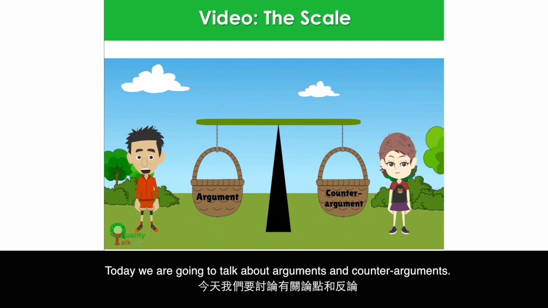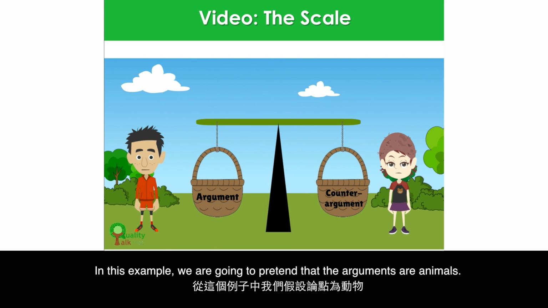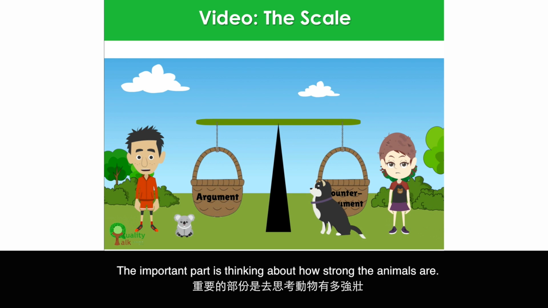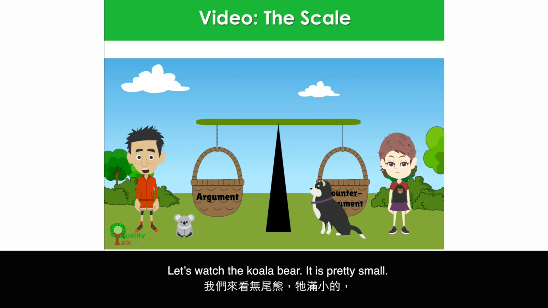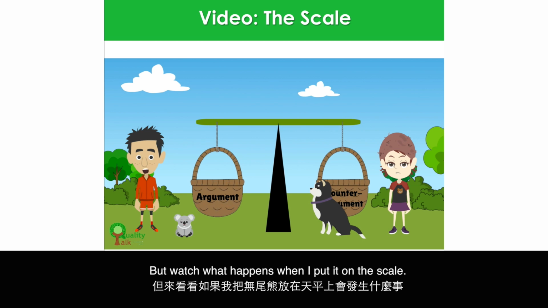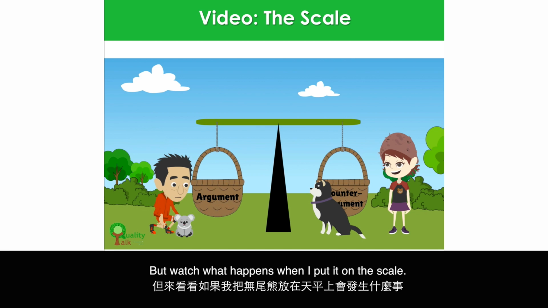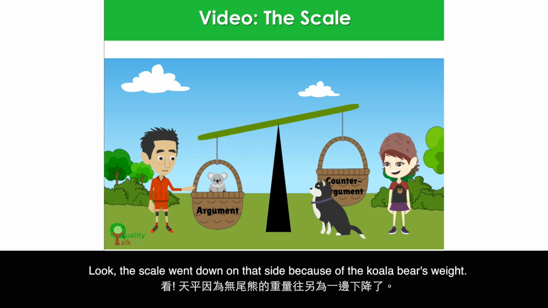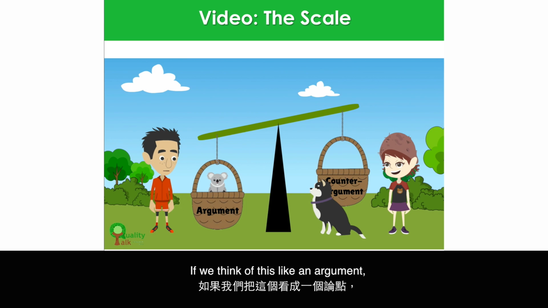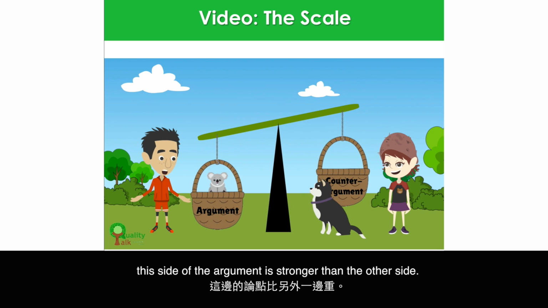Today we are going to talk about arguments and counter-arguments. In this example, we are going to pretend that the arguments are animals. The important part is thinking about how strong the animals are. Let's watch the koala bear. It is pretty small. But watch what happens when I put it on the scale. Look. The scale went down on that side because of the koala bear's weight.